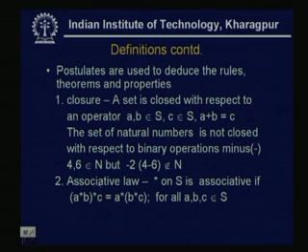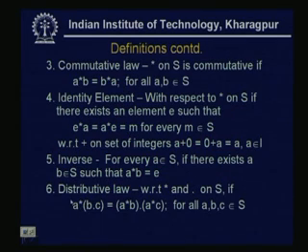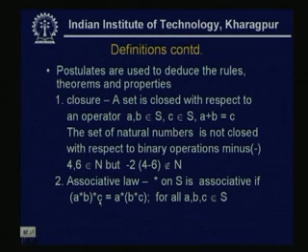Next rule is the associative law. We take one operator star on S, and it will be called associative if (A star B) star C, that means the operator is operated first on the two elements A and B, and then again the operator is operated on the result of A and B, and C, is called associative if it holds, if it is equal to A star (B star C).